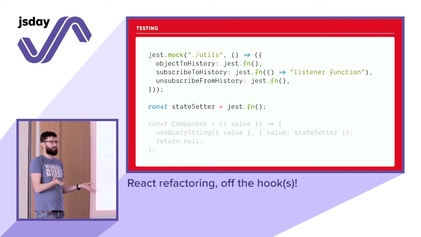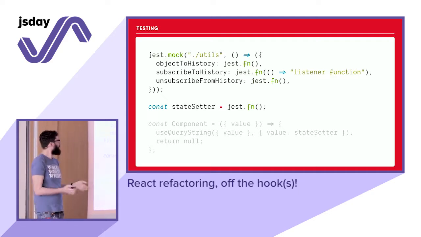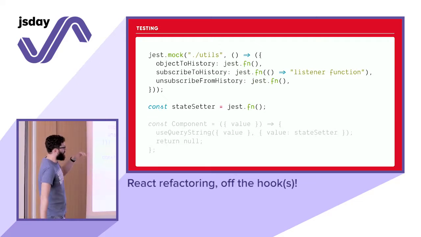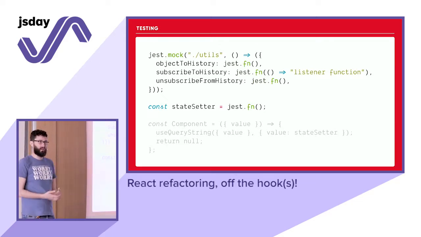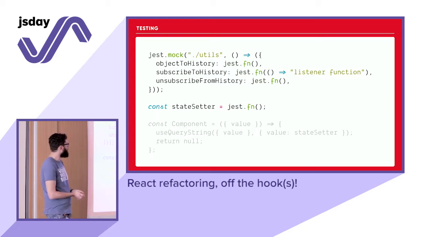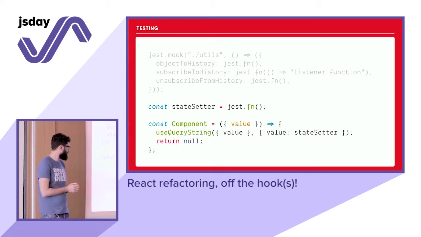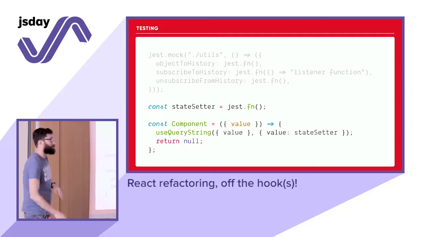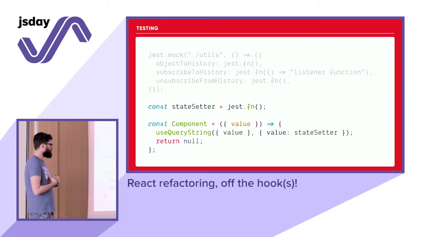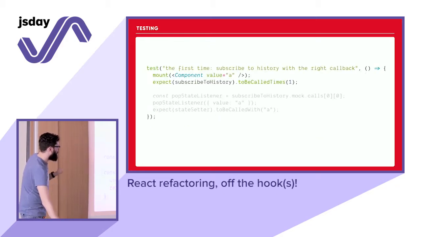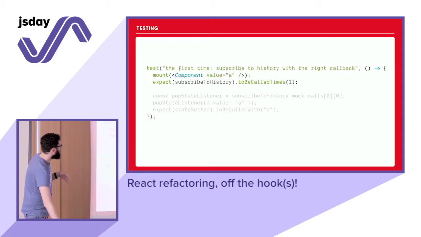Anyone familiar with jest? Okay. So I'm mocking those things. I'm returning a listener function as a string because I only care about the fact that it returns something. And I'm mocking the state setter. And then I'm creating a component that uses my hook and doesn't do anything else. And by doing that, I can write a test like this.